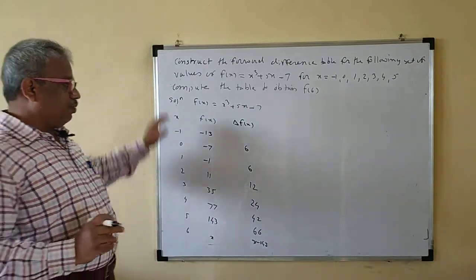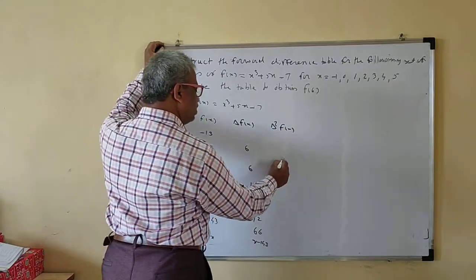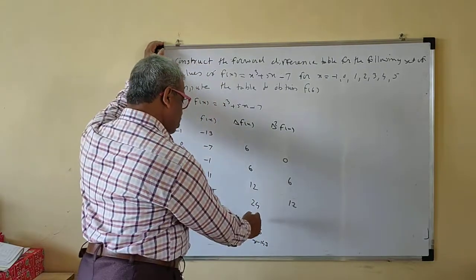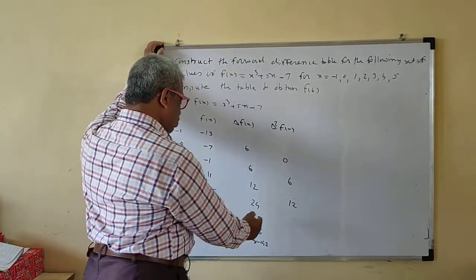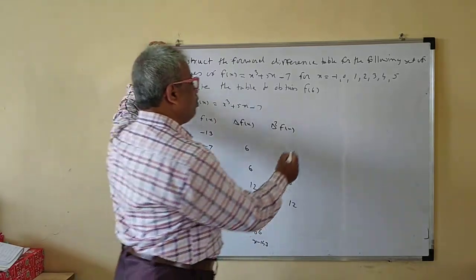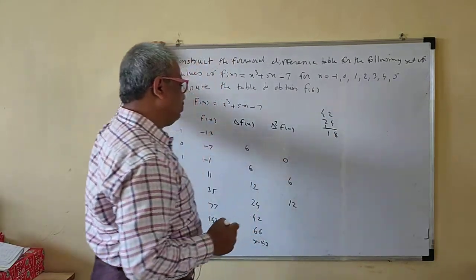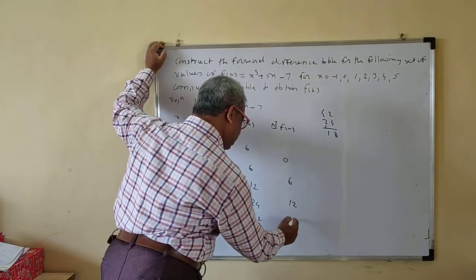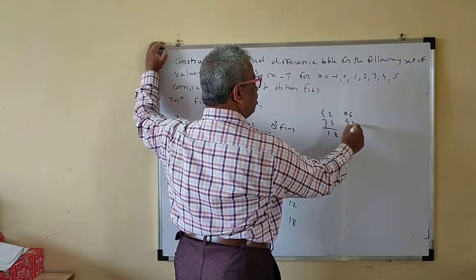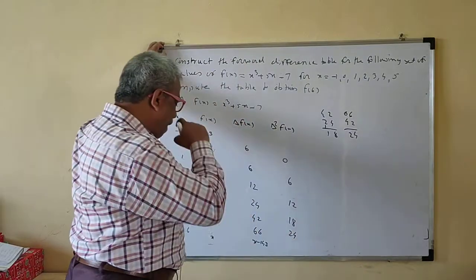So what you have to do now is find del square f of x. 6 minus 6 is 0, this is 6, this is 12. Then 24 minus 12 is 12, 42 minus 24 is 18. This will be 18. Then 66 minus 42, you have to use the calculator actually, is 24. So this will be 24.